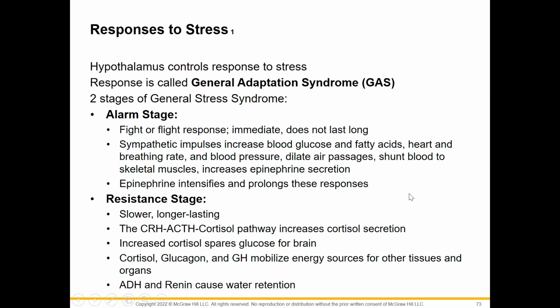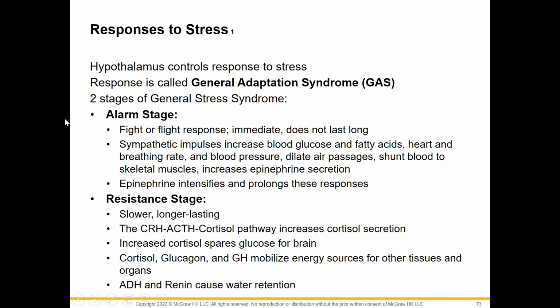How does the body respond to stress? The way the body responds to stress is by hypothalamic control. All right, so that starts it. The response to stress is called your general adaptation syndrome. General adaptation syndrome. So you are generally adapting to the changes in your internal and external environment.